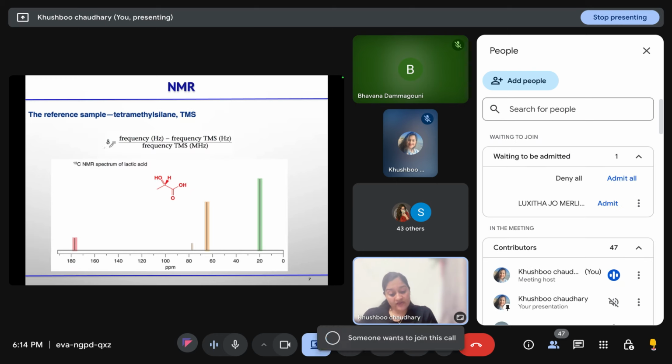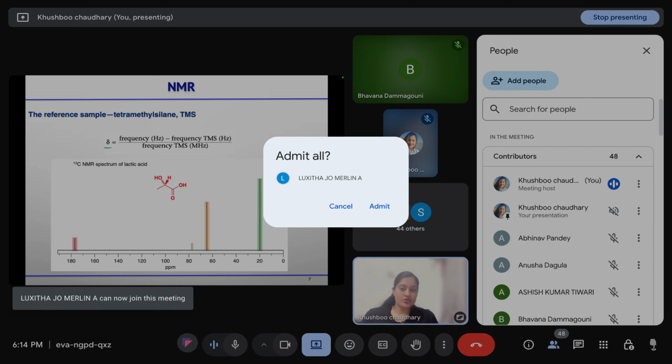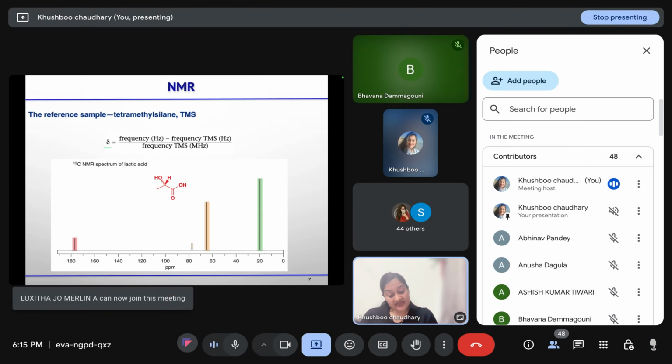Now, how will we calculate the chemical shift value? The chemical shift is defined by this formula: the frequency of that proton or carbon or nuclei that is absorbing in hertz, minus the frequency of TMS in hertz, divided by the frequency of TMS in megahertz. So the unit comes out to be ppm.